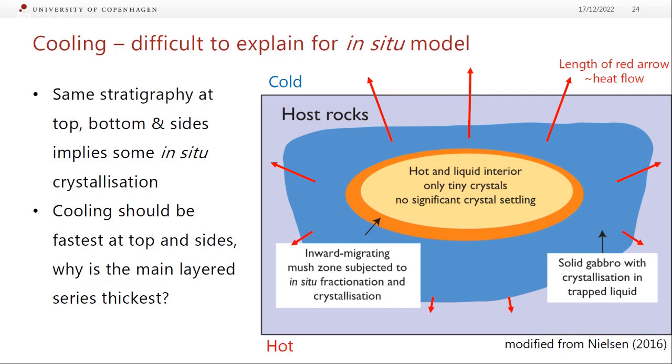most of the heat is going to be lost through the roof, because the roof is colder, higher up, and closer to the surface. So we should be losing most heat through the top. That means we should have most crystallization at the top. And if we have most crystallization at the top, then the upper border series should be the thickest if it's pure in situ. We should have quite a thin series at the bottom, a little thicker at the sides, and thick at the top. That's not what we see at all. The layered series is the biggest, and the upper border series is substantially thinner.